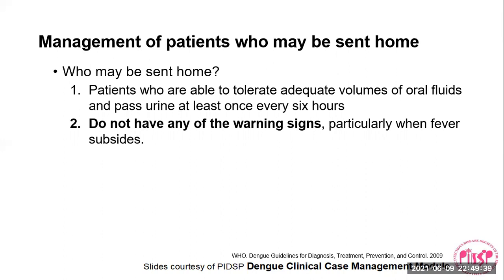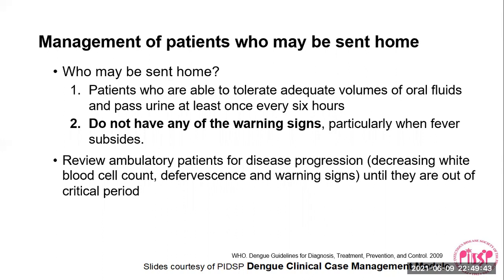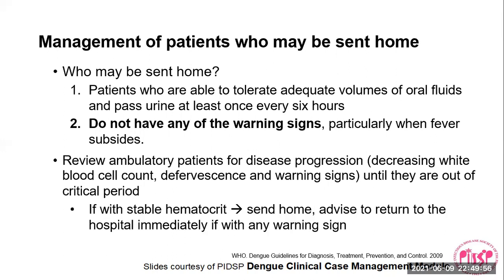So particularly when fever subsides and the patient enters the critical phase, the patient should be reviewed for possible disease progression, including decreasing white blood cell, defervescence, and warning signs until they are out of the critical period. If the patient has stable hematocrit, the patient can be sent home and advised to return to the hospital immediately if there is any one warning sign.